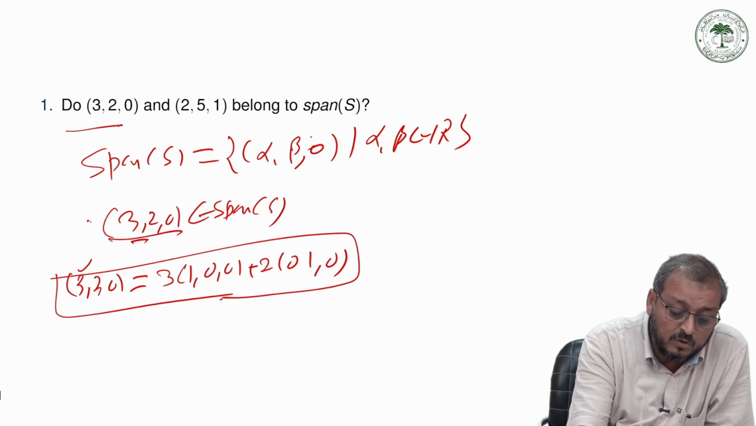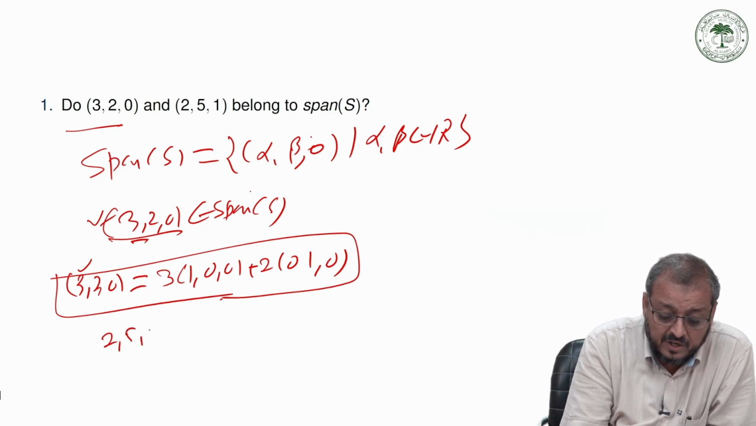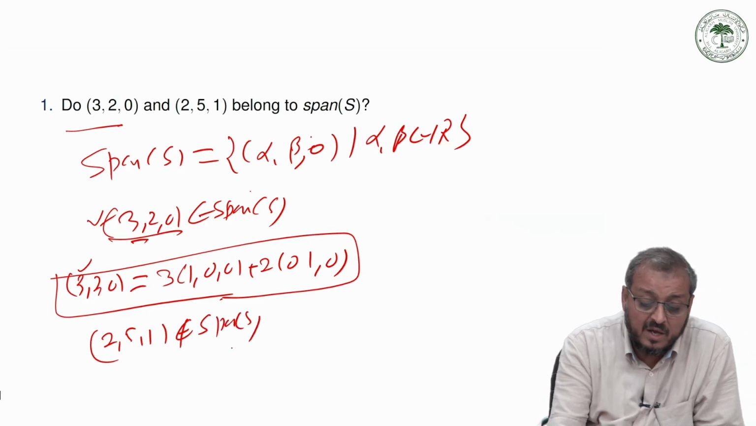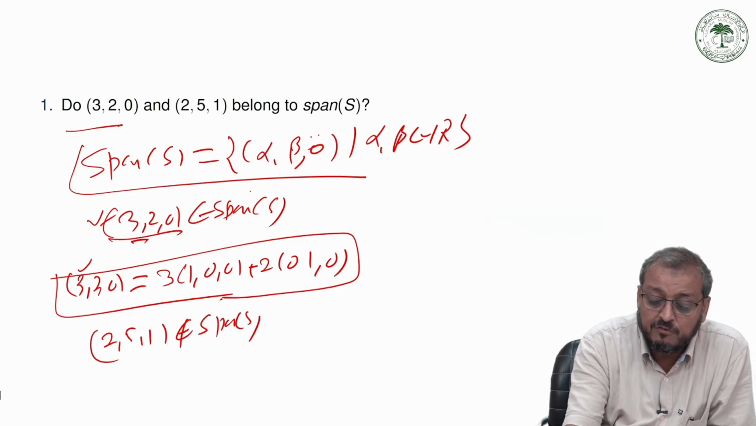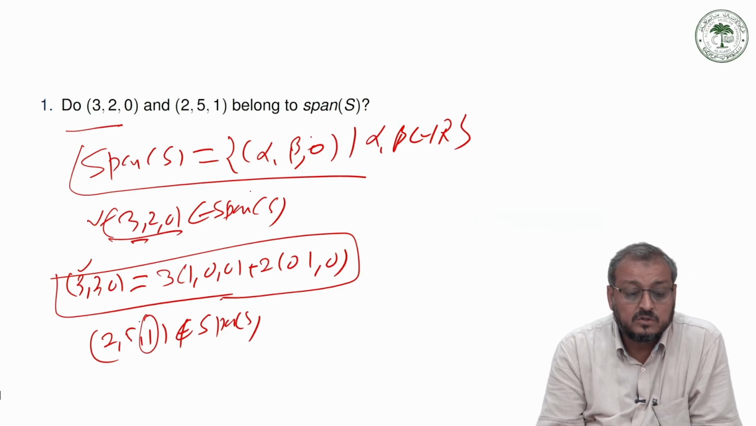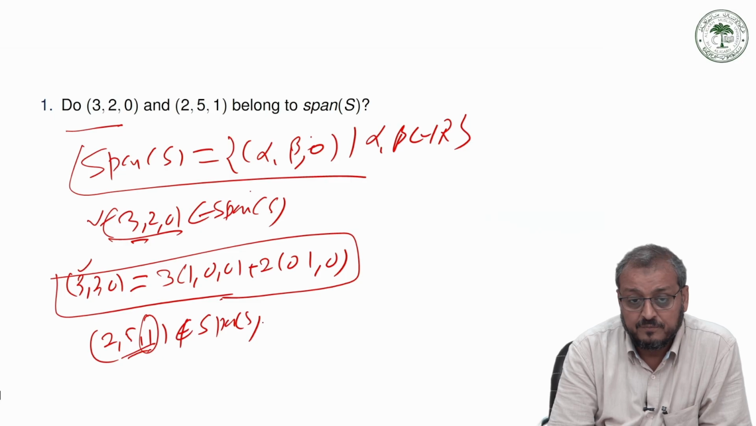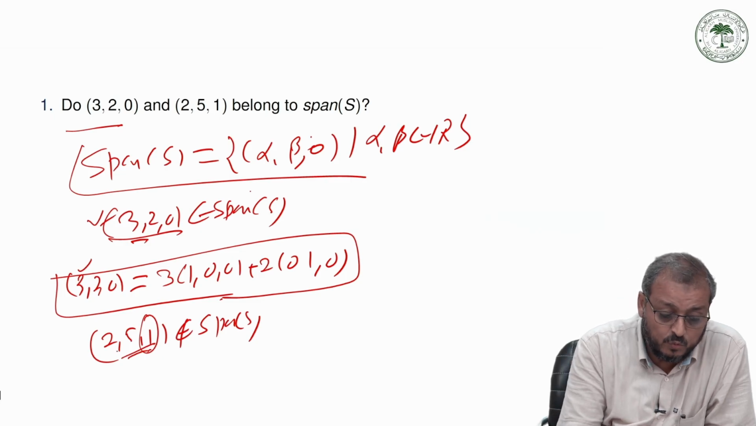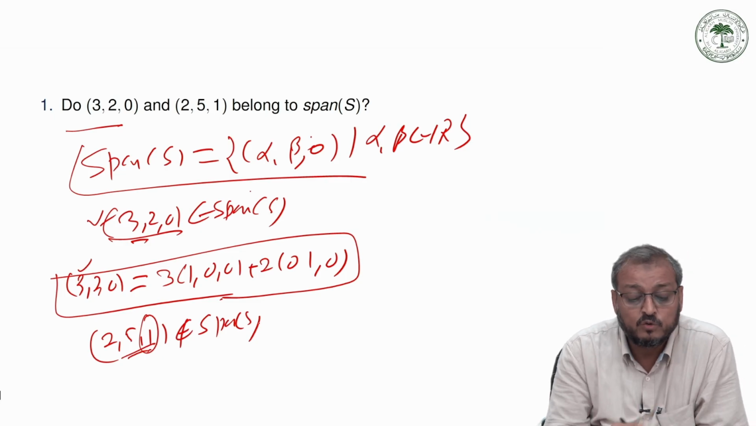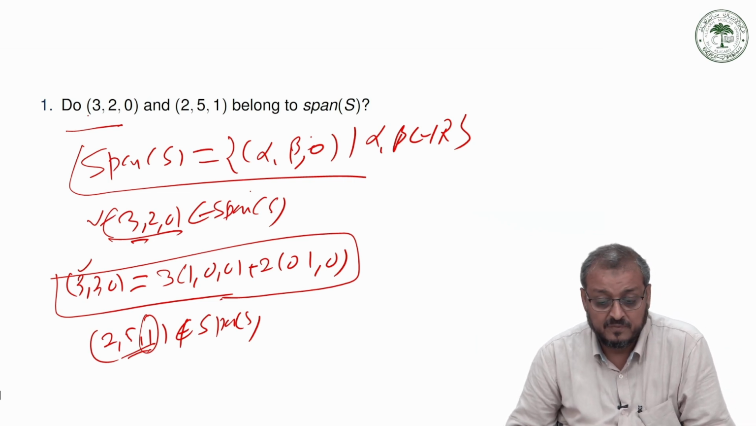So this belongs to the span of S, but (2, 5, 1) does not belong to the span of S. Why? Because the last element of vectors in the span of S should be 0, but here it is 1. So this is not possible. That means (2, 5, 1) does not belong to the span, but (3, 2, 0) belongs to the span of S.